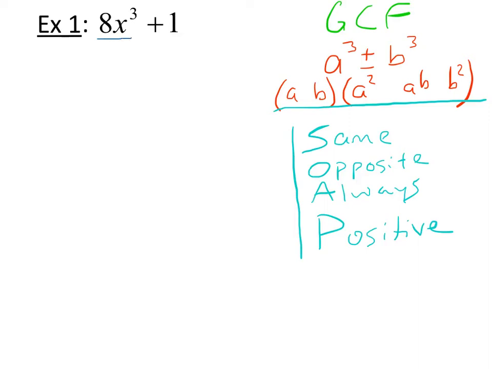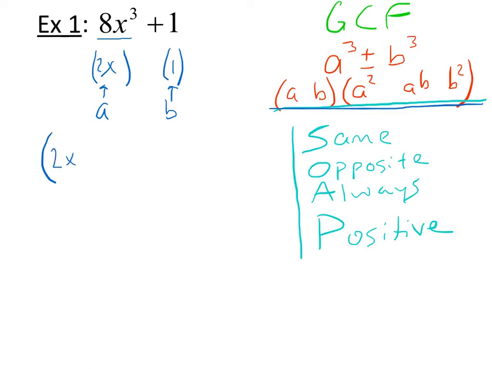With this first part, 8x cubed, I know that 8 is really 2 cubed and x cubed is x cubed. And then for 1, well that's 1 cubed because 1 times 1 times 1 is 1. So this is going to be the A, and this will be the B. So I start putting them into this formula, into the places where they go. A, B. Now I have to do A squared. And 2x squared is square the 2, square the x, 4x squared.